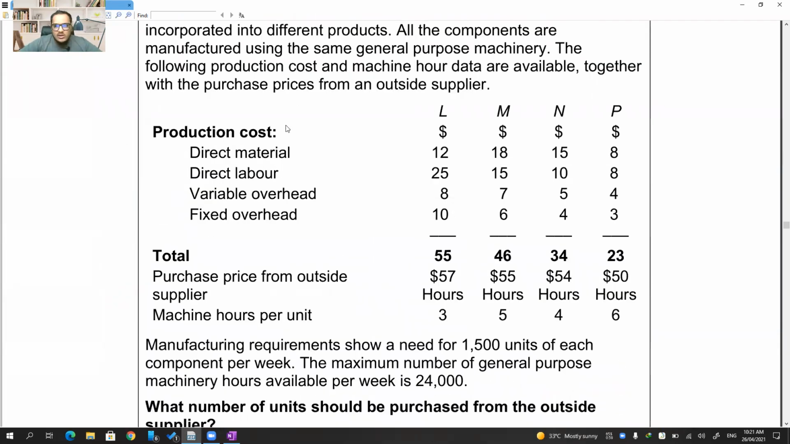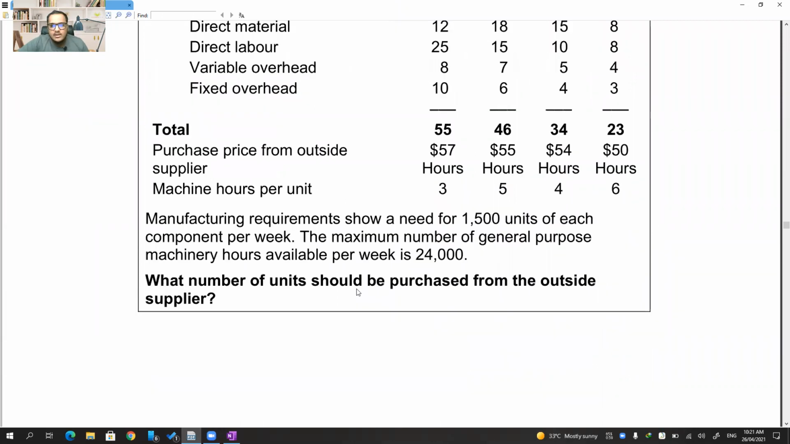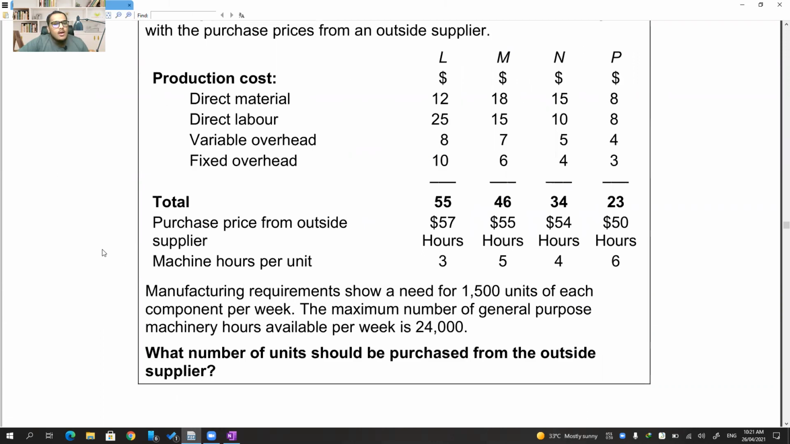So I'm not going to do this much. This is very self-explanatory. I'm not going to do this particular question. But there is fixed overhead, so I'm going to ignore this. So I'll take only the sales price. Did they give me the sales price? They did not give me the sales price. Purchase price from outside supplier. Okay, so that can be considered as the sales price. If you're buying from outside, what is the price you pay? That only will be your sales price also, technically speaking.